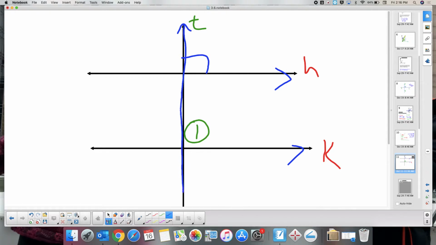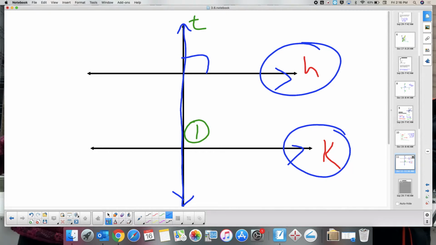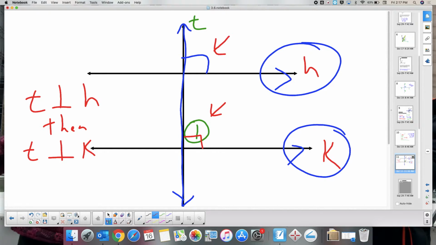if my transversal is perpendicular to one of the parallel lines, it will have to be perpendicular to the other. And the reason is, if my lines are parallel and my top angle here is 90 degrees, corresponding angles tell me that angle 1 should also be 90 degrees then. So if T is perpendicular to H, then T is also going to have to be perpendicular to K.